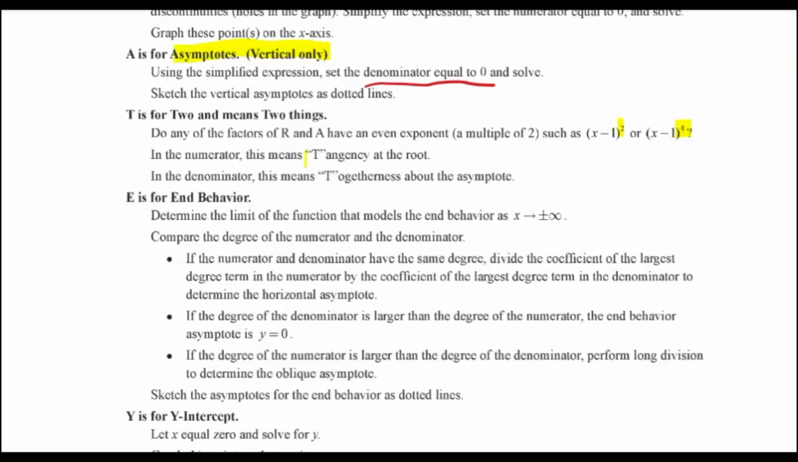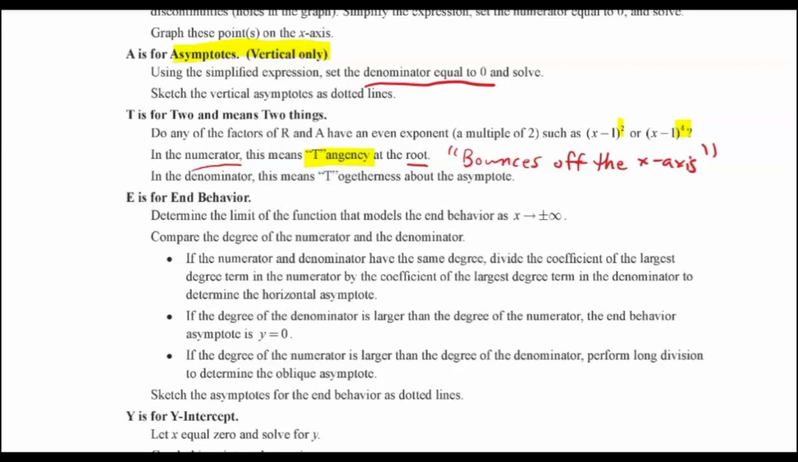The T either stands for tangency, and it happens when this even power is in the numerator, which comes from the roots. And tangency just means it bounces off the x-axis. Kind of like when you have a double root for a parabola where the vertex is sitting on the x-axis, and so it bounces off the x-axis.